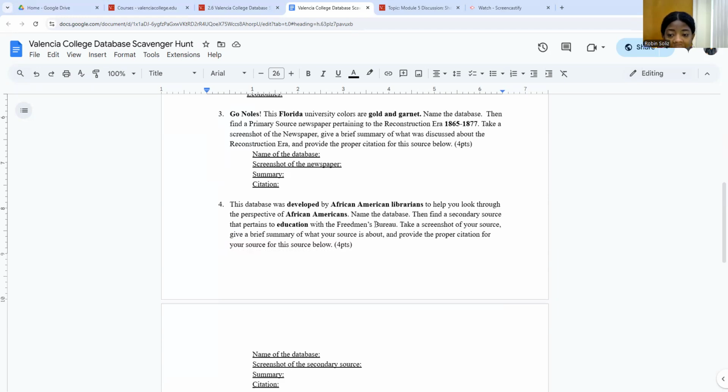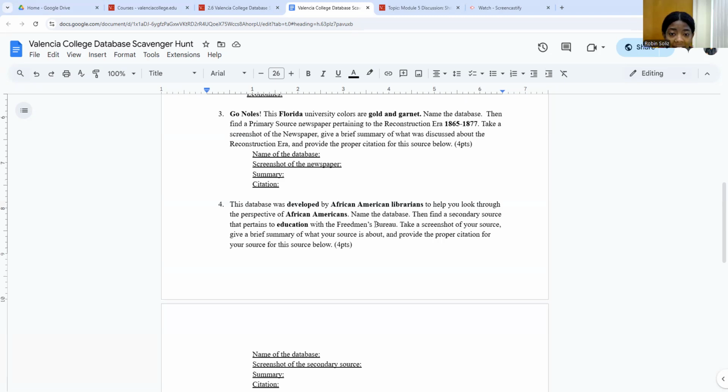And when they get to a certain question, like question 3, it says gold nose. This Florida University's colors are gold and garnet. Name the database, then find a primary source newspaper pertaining to the Reconstruction era from 1865 to 1877. Take a screenshot of a newspaper, give a brief summary of what was discussed about the Reconstruction era, and provide proper citation for the source. So not only are they trying to find a primary source, they need to properly cite the source.